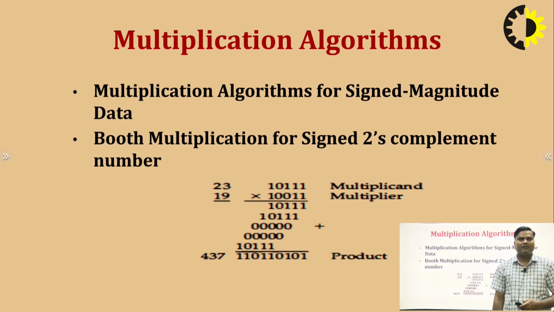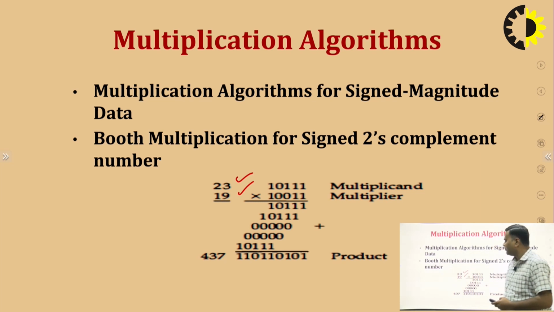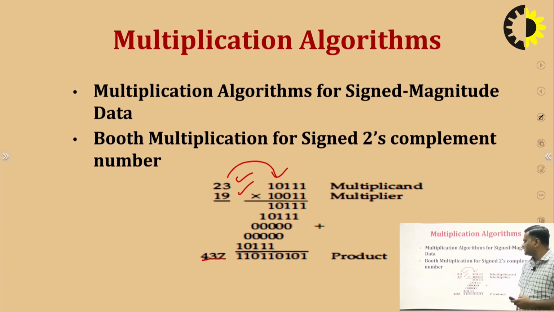and then this is an example of two numbers, that is 23 and 19. If we multiply 23 and 19, we get 437. And for this multiplication in binary form, first we convert 23 into binary, that is 10111, and convert 19 into binary, that is 10011. This is the multiplicand and this is the multiplier. Then we perform simple binary multiplication.